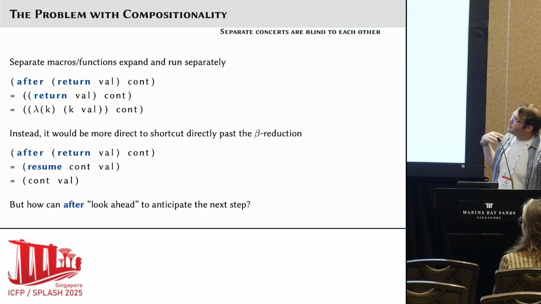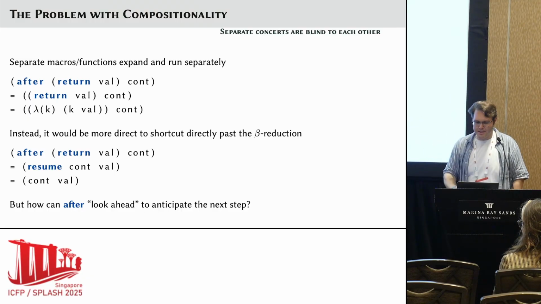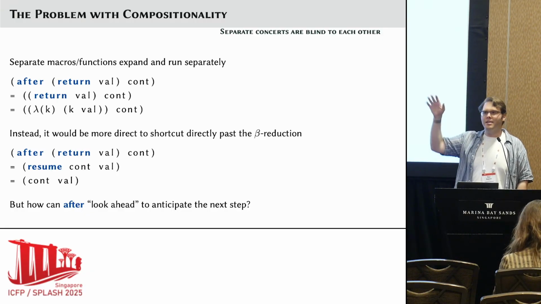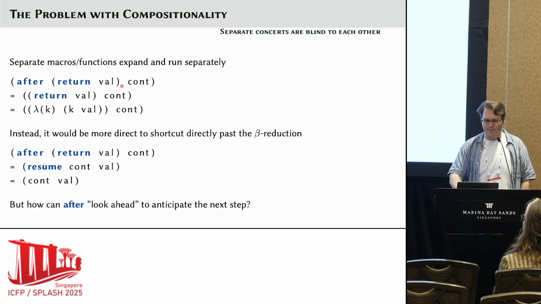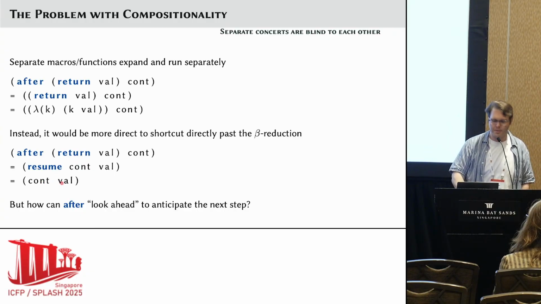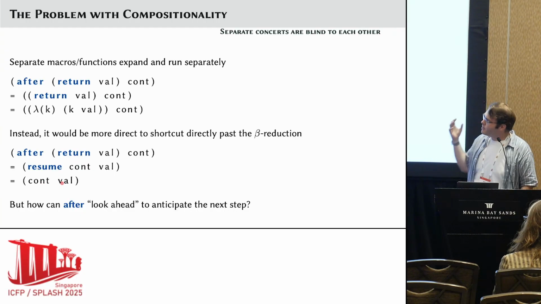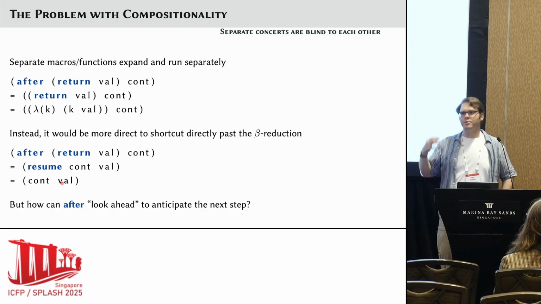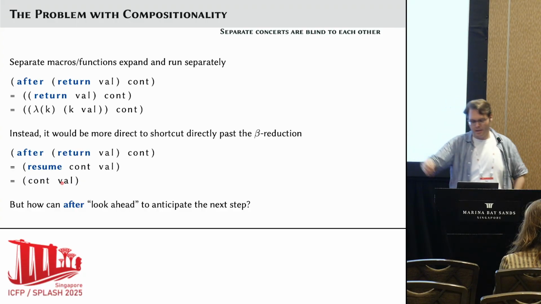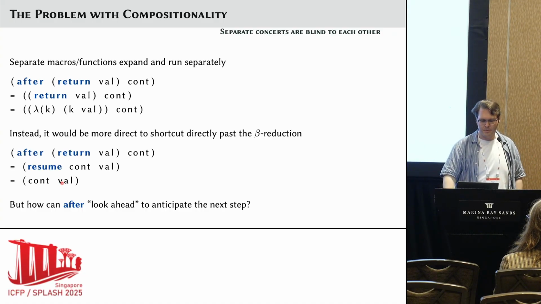Here, for example, it's a very small example. If I say, well, I want to return a value, and then after that, I want to pass the result to the continuation, really, I just want to apply the continuation to the value. But as I wrote it, these expand on their own, and I get this messy code, which has the extra intermediate step that I don't want. And really, what I would want to say is just fast forward that and immediately apply the continuation to the value. Right? But how do we get after to look ahead and anticipate this next step, that after I am done with the return, in particular, not just in general, we want to specialize that.